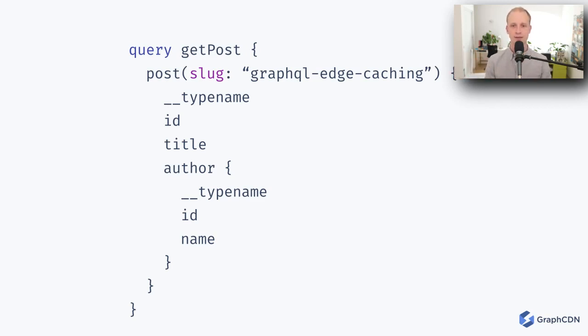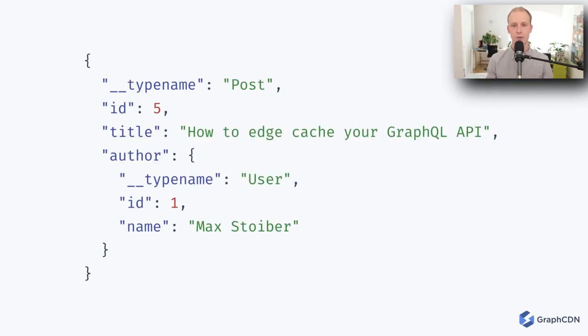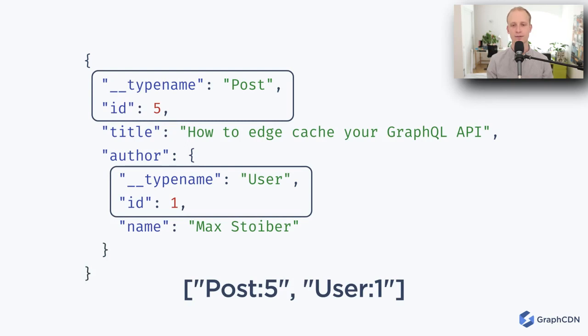When the origin responds with the data, the response will look something like this, with the important piece being that now we have the post data and we know that the type that was returned there was a post. And the same thing for the author. We got the author data and we also know that the author is a user. And when we take this response and we store it in our cache locally in the browser, we can now associate that cached query response with those two objects. We can tag it with post with the ID 5 and user with the ID 1. Okay, that's fine. So we've just taken this query response, we've put it in the cache, we key that by the query that we saw, so by the get post query. And anytime we see the same query, we return that same data.